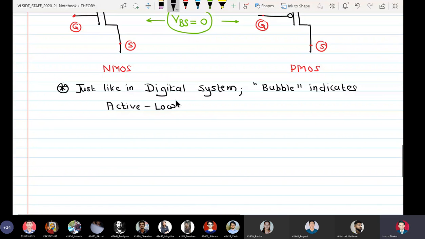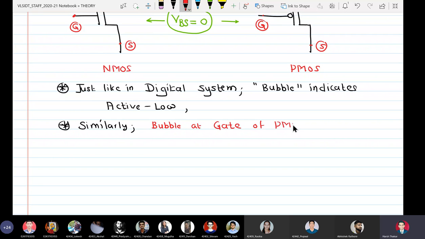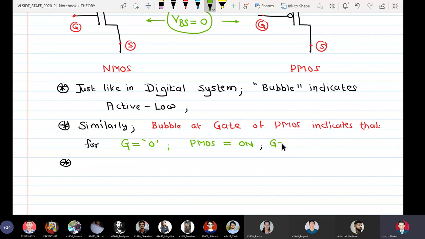Okay, so just like in a digital system, bubble indicates active low. Similarly, bubble at the gate of PMOS indicates that for G equal to 0, PMOS equal to on. And G equal to 1, PMOS equal to off.